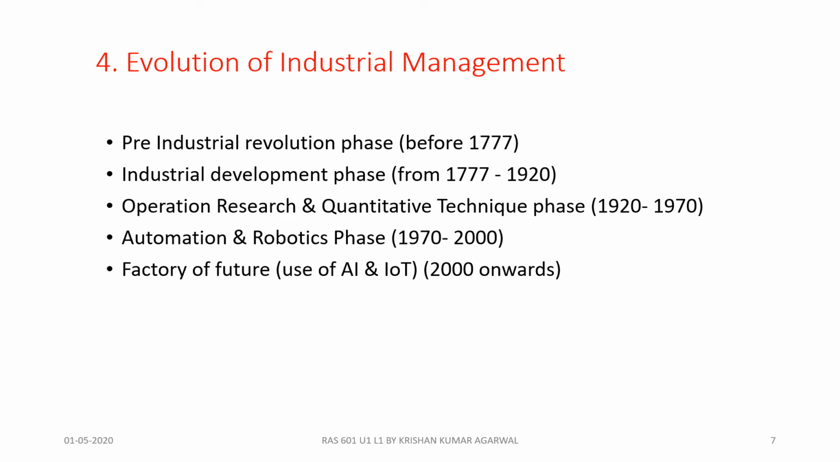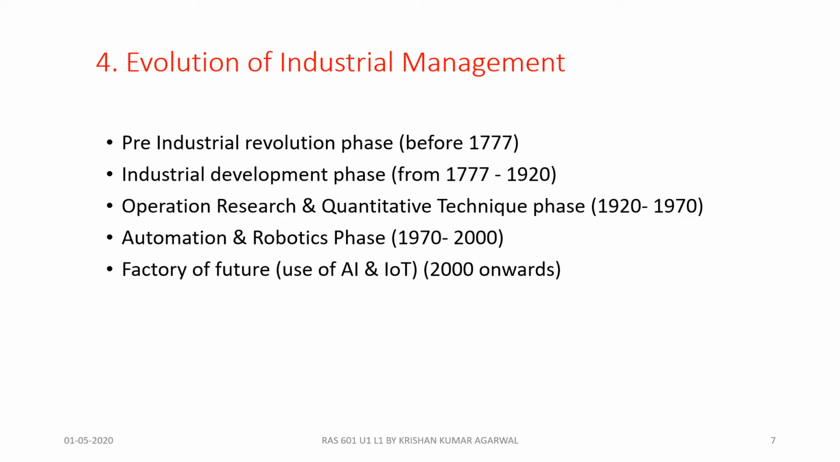And next comes the second phase, that is from 1777 with the invention of the steam engine, and the use of conventional tools and techniques. This second phase is known as the industrial development phase, in which a number of machines and mechanisms were developed.